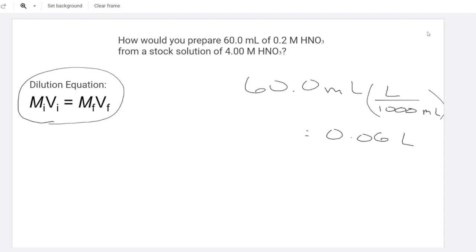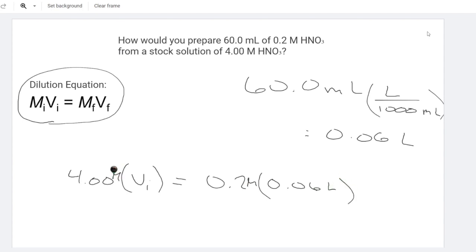Next, let's fill out the dilution equation. So to start, we're already given initial molarity, which is 4.00. We're not given initial volume, so we'll leave it as VI. Now this equals our final molarity of 0.2 multiplied by our final volume, which is 0.06. And we'll put our units. Now that we have our dilution equation, we have to solve for VI. We can do this by dividing both sides by 4.0 molarity.